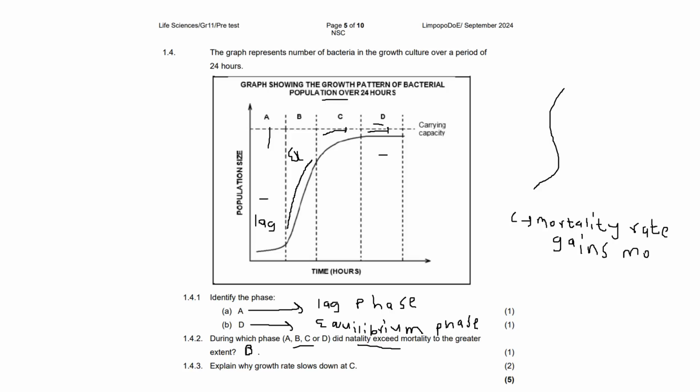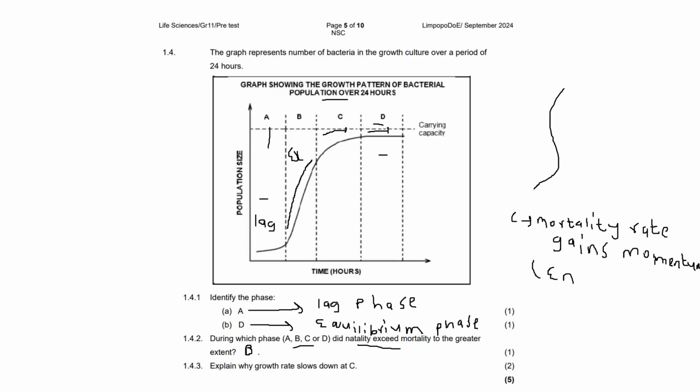Therefore, this will lead to a lot of bacteria dying in a large number. And because the bacteria are dying in a large number now, that's why the graph is starting to become a bit constant there at C. Because now we've got more death that's increasing. And also, the mortality rate gains momentum. So the reason for that could be the bacteria, maybe this environmental resistance.